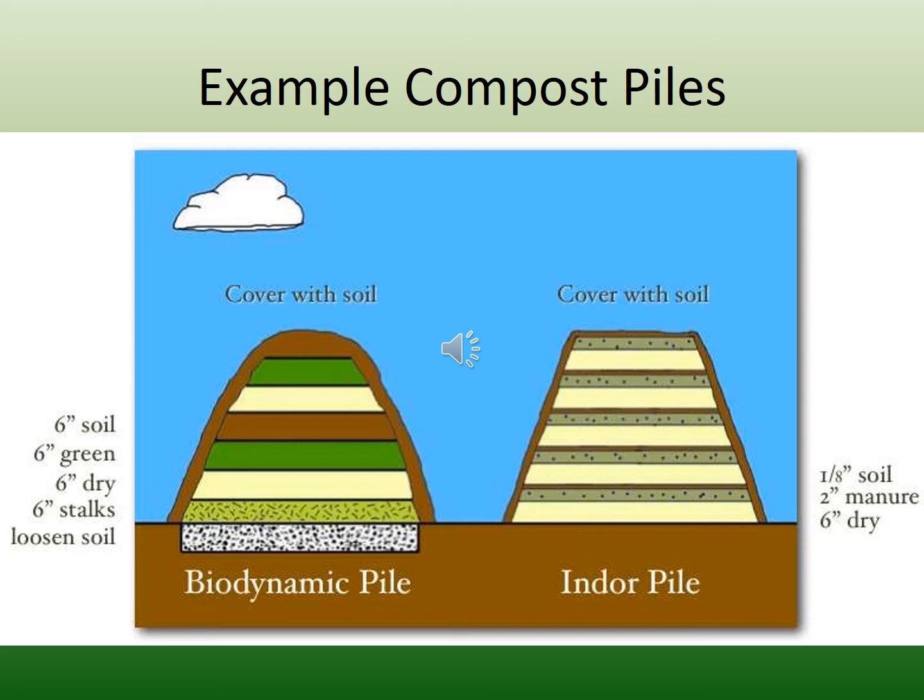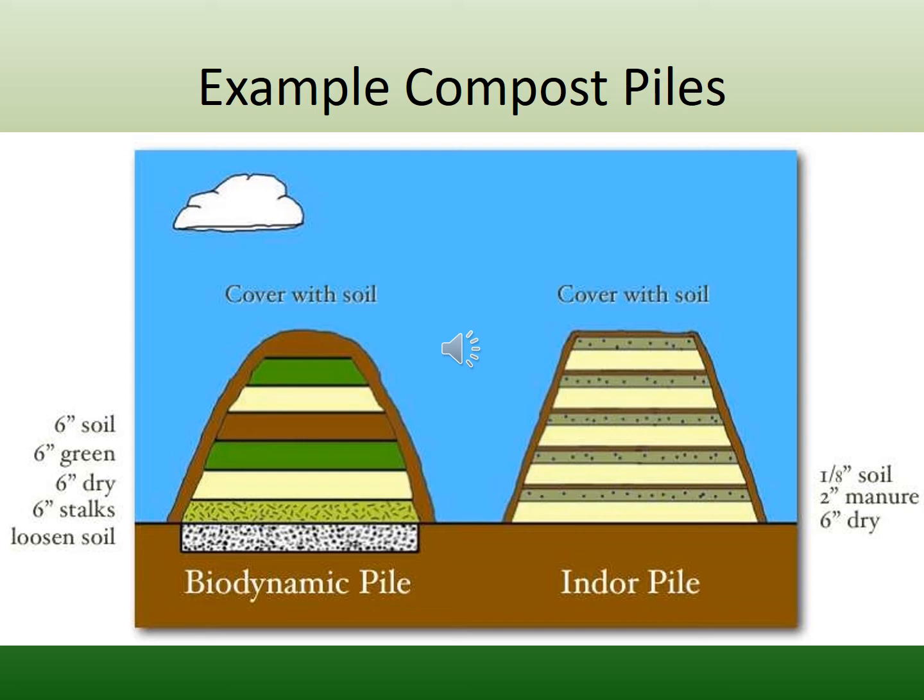And on the right pile, the Indore method, Indore is a name, not thinking about indoors. That's using soil, manure, and dry material. That's another type or recipe for composting. Again, many types are possible. The Rodale Book of Composting is a great one that outlines all different kinds of piles and ingredients and what works best in different situations, including environments.